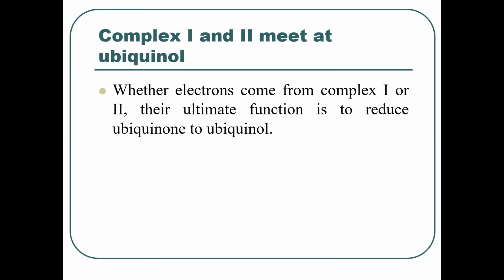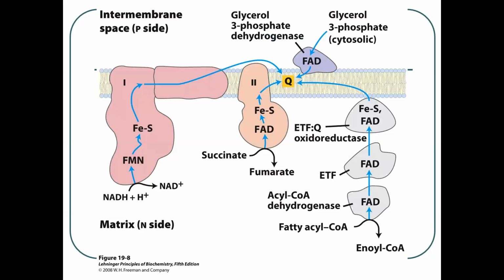And all roads are going to meet at coenzyme Q. They will meet at ubiquinone. You have reduced ubiquinone to form ubiquinol. So regardless of whether you go through complex 1 via NADH or complex 2 via reduced flavin, you still end up with reduced ubiquinone. And then you go to complex 3.